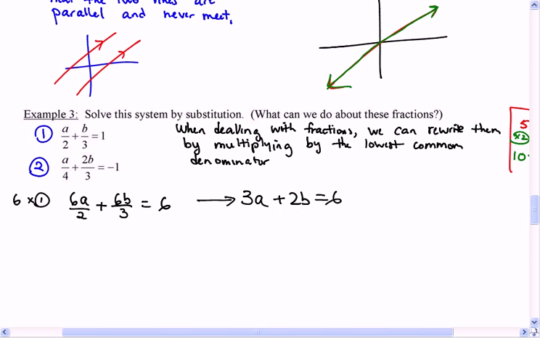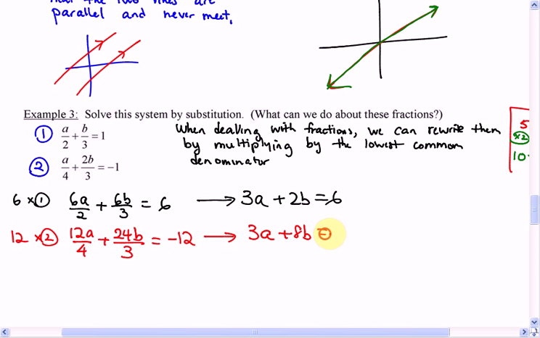Doing the same thing for the second equation, we can multiply everything by 12. So you get 12a over 4 plus 12 times 2, which is 24b over 3, equals negative 1 times 12, which is negative 12. And once again, 3a plus 8b equals negative 12. I'm going to call these now my new equations 3 and 4.